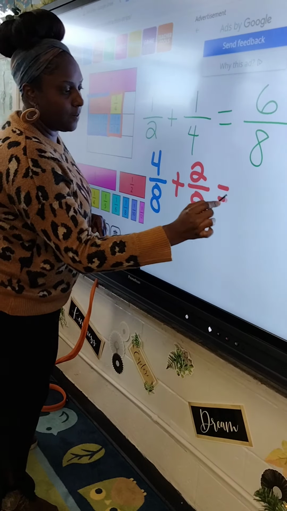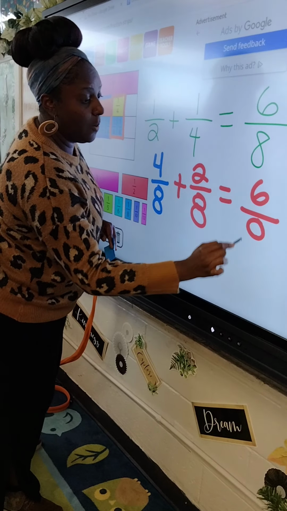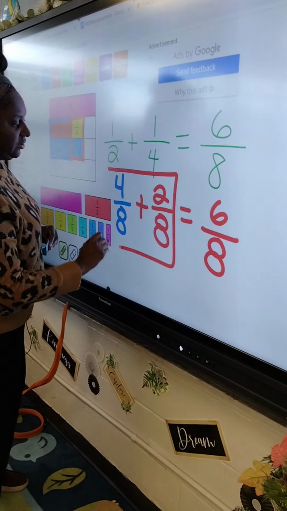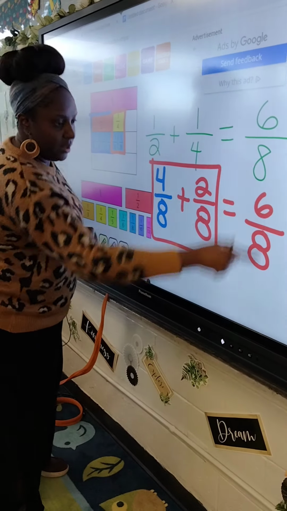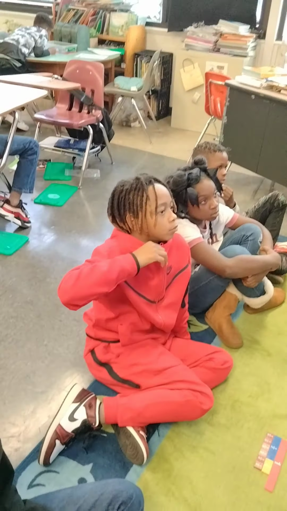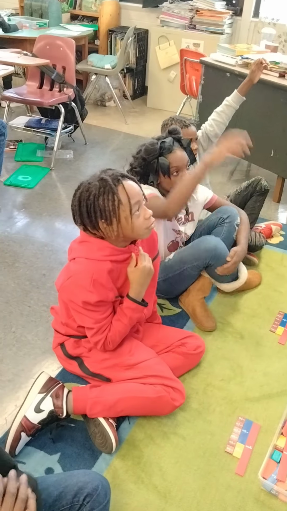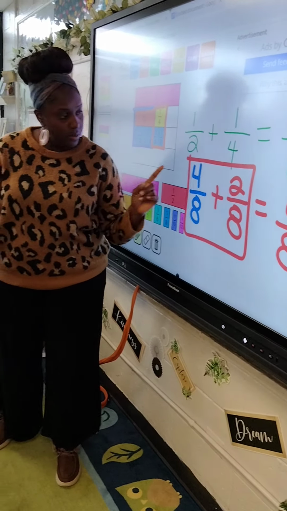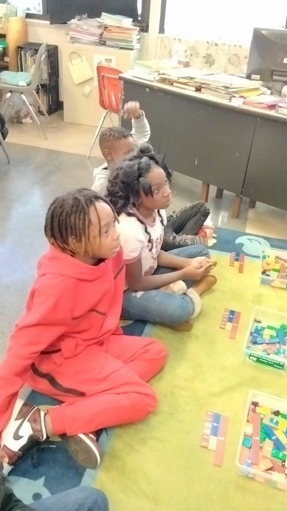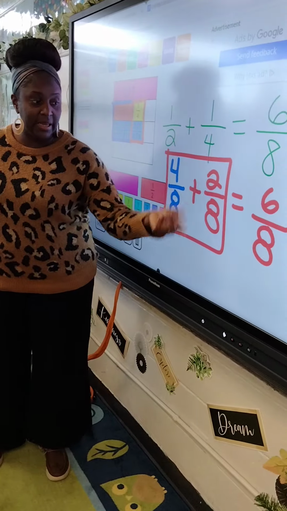So now that answer is still going to be 6 eighths. Looking at this part right here, what did they do to get from here to there? What did they do to this part to get 6 eighths? They added the numerators. How did they add them? They added 4 plus 2, and that's 6. And what else did they do? They kept the denominator. We got 8, 8, and 8.